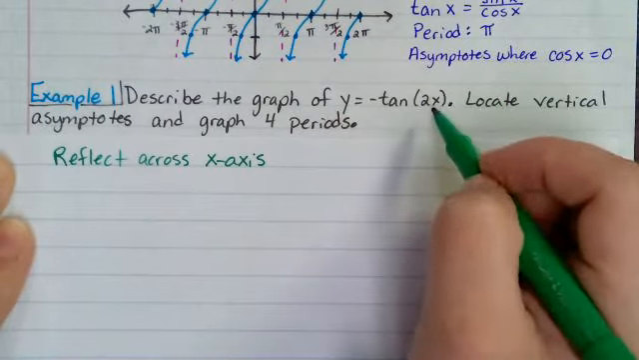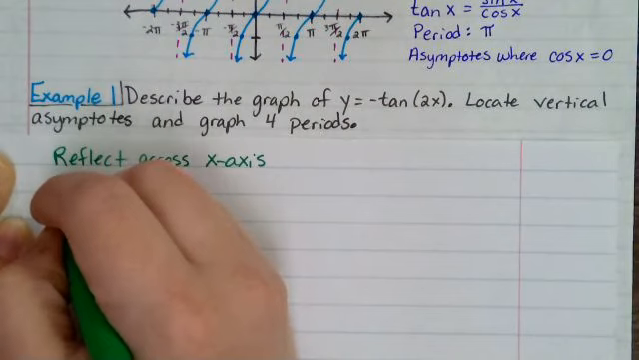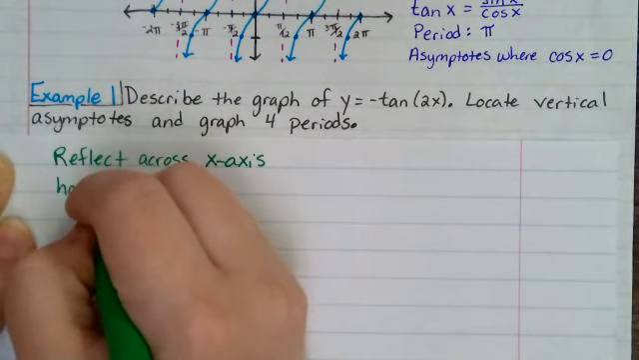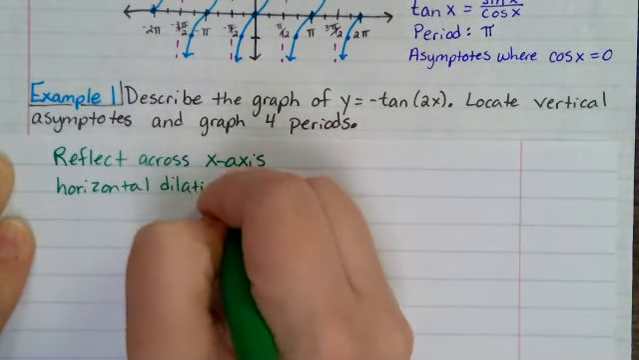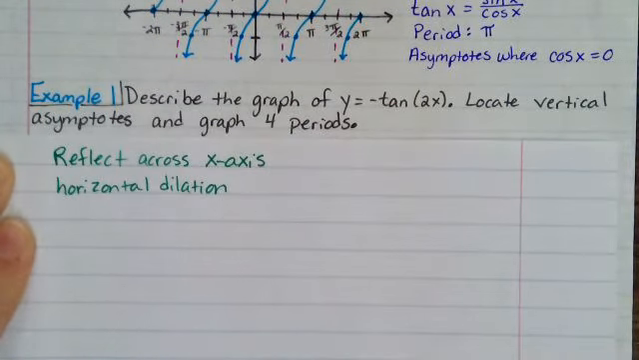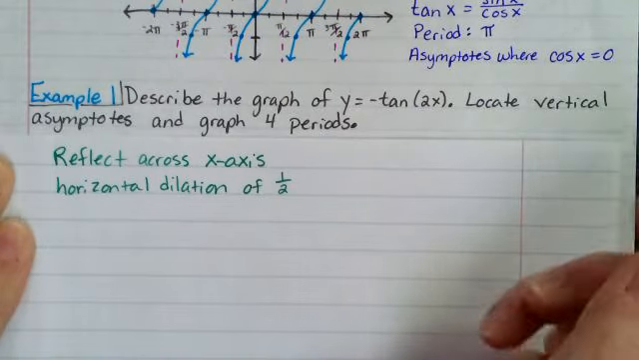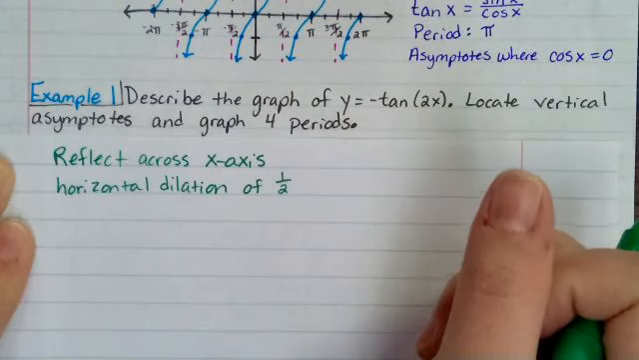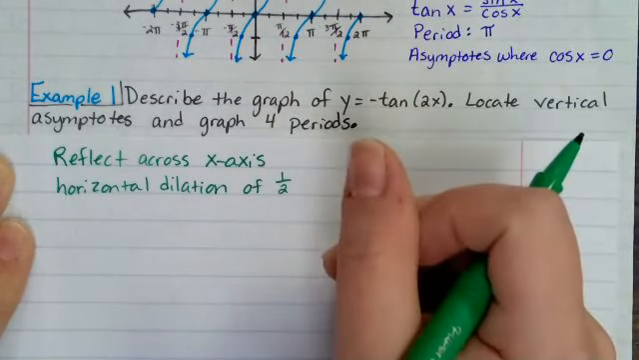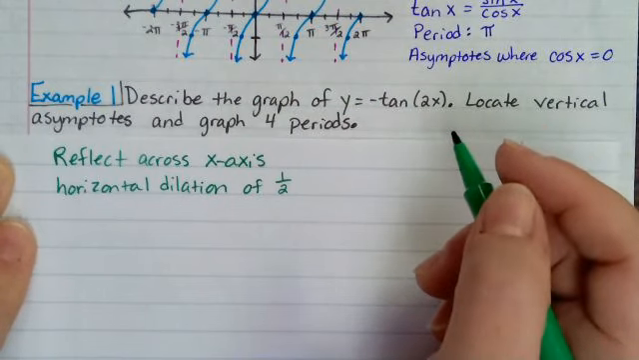And then this 2, when it's inside of the x, that is going to represent your horizontal dilation. So we're going to say a horizontal dilation, and it is always different than how it looks. It is not a dilation of 2. It is of 1/2. So you've got to remember that horizontal dilations, you have to look at the reciprocal there. Okay, now we could probably add something to that in a minute.